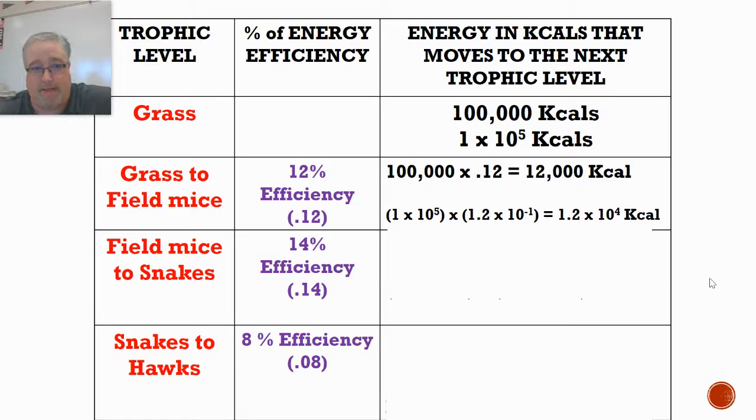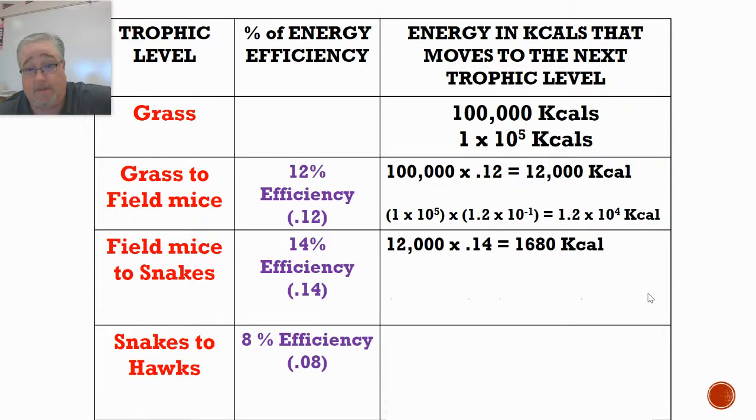So now we go to the next level, right? Field mice to snakes. That's a 14% efficient transfer. So you take your 12,000 kilocalories from the previous trophic level, you multiply it by 0.14. In this case, you get 1,680 kilocalories. And again, you can do it in scientific notation if you want to as well.